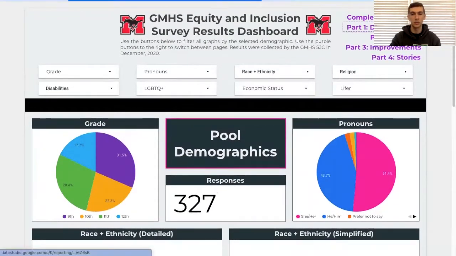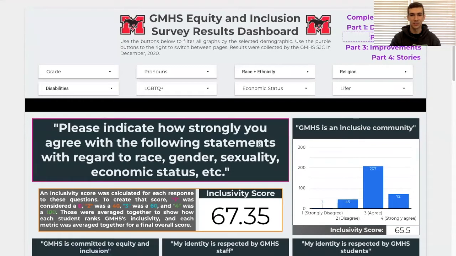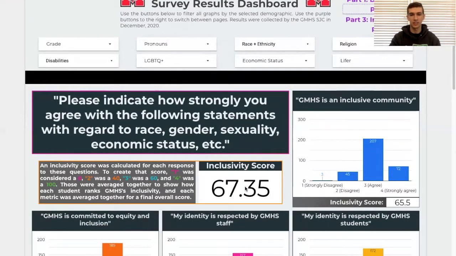Then if you go to part 2, ratings, this is where it gets a little bit more complicated, so hang with me for a second. Under the ratings section, we included something called an inclusivity score. For every person who said that they strongly disagree with a question, that was considered a 0. Every disagree was considered a 40, agrees were given a 60, and strongly agree was given a 100. Then every single one of those responses was averaged together and mashed into that one giant inclusivity score that you see right here on your screen.